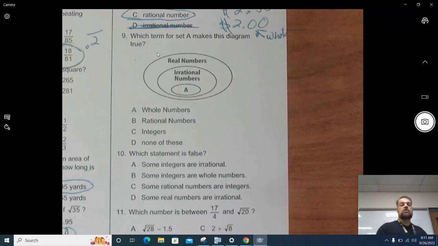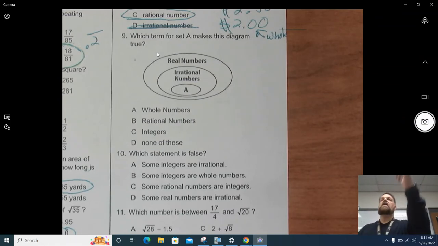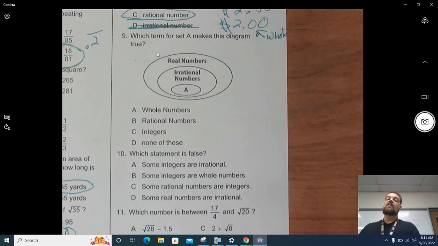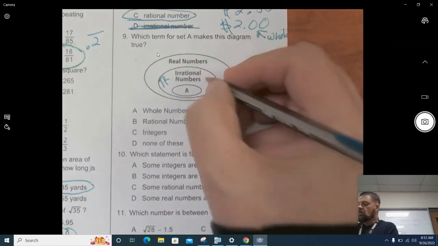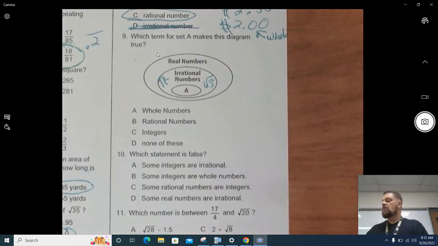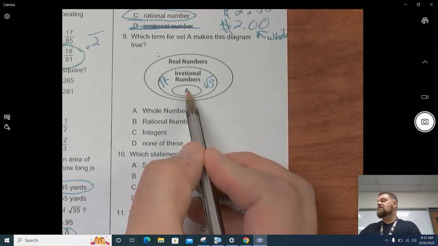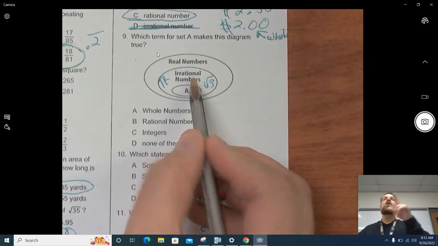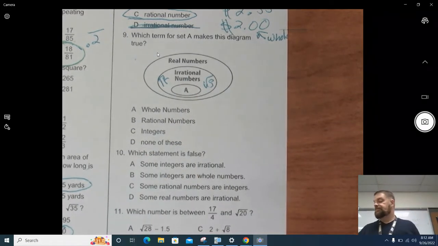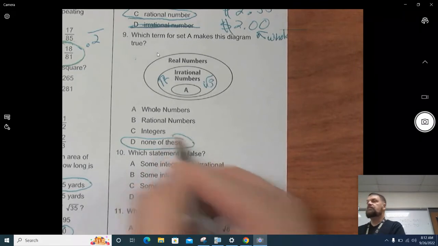Which term makes this true? Is there a set of numbers inside the irrational numbers? You have your hand up. What do you think it is? Well, integers are not irrational numbers. So remember, whole numbers are not irrational numbers. Remember, irrational numbers are pi or the square root. Well, A is a subset of irrational numbers. But if you remember in your diagrams, there are no subsets. So it's D, none of these.